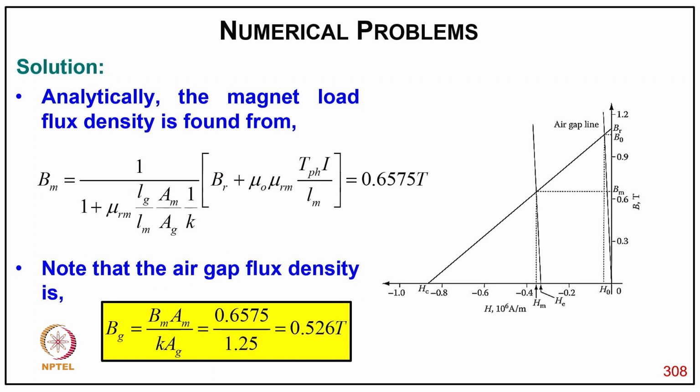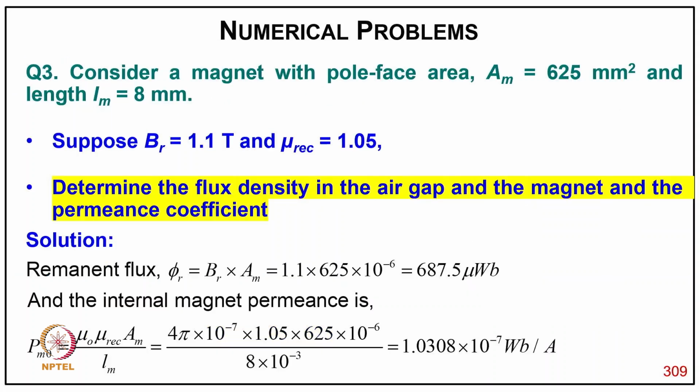And analytically, the magnet load flux density is found as Bm equal to 1 upon 1 plus mu Rm Lg Am upon Lm Ag K, in bracket Br plus mu 0 mu Rm Ni divided by Lm, and putting values it comes 0.6575 Tesla. And note that the air gap flux density is Bg equal to Bm Am upon K Ag, and it comes 0.526 Tesla.